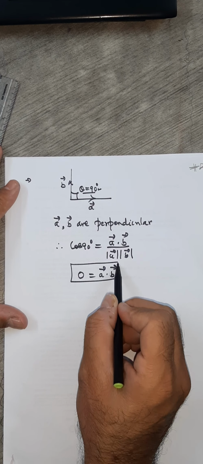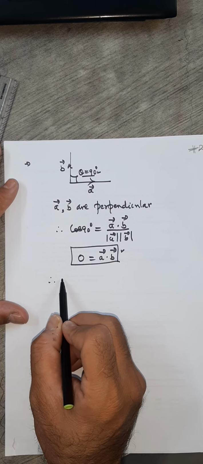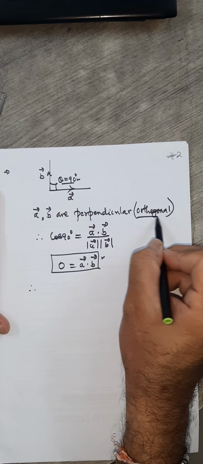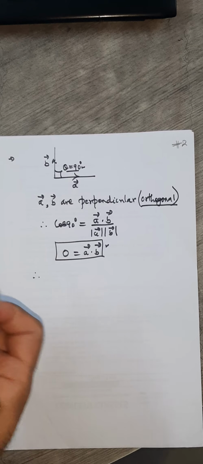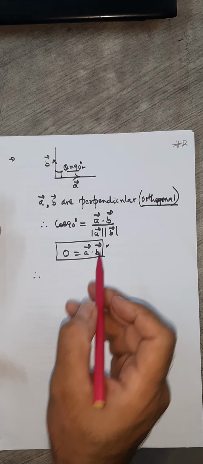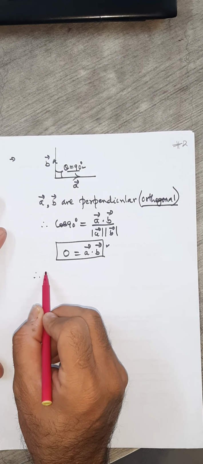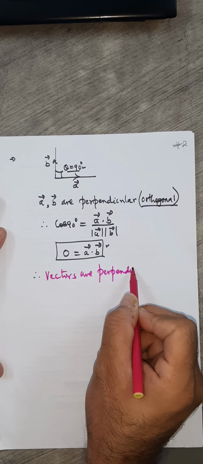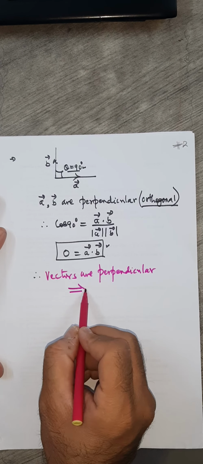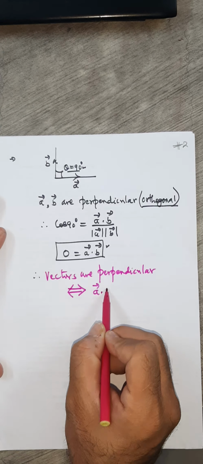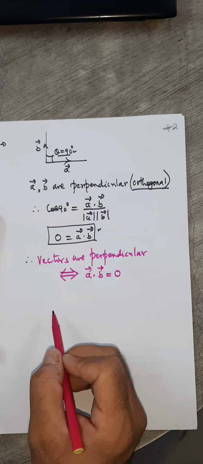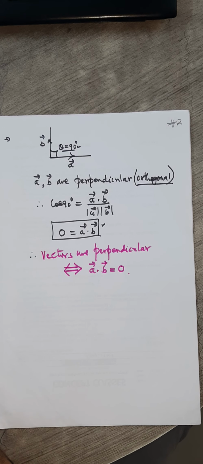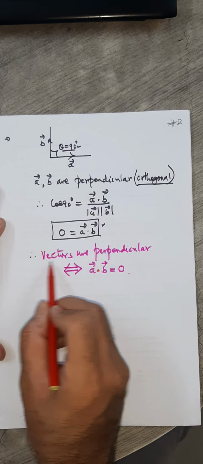So this is a condition, remember. What's the condition? Vectors are orthogonal or perpendicular. This word, orthogonal vectors, is also used sometimes. Orthogonal or perpendicular, that's the same terminology, remember. Perpendicular vectors means the angle between two vectors is 90 degrees. So vectors are perpendicular if and only if their dot product is 0. Vector A dot vector B equals 0. Vectors are perpendicular if and only if the dot product is what? 0.